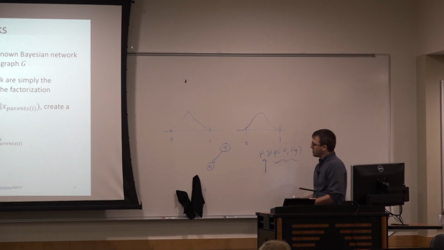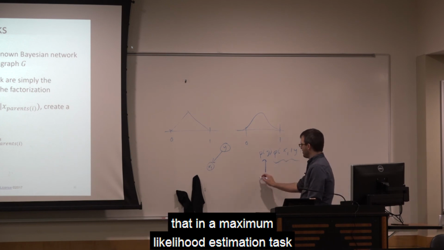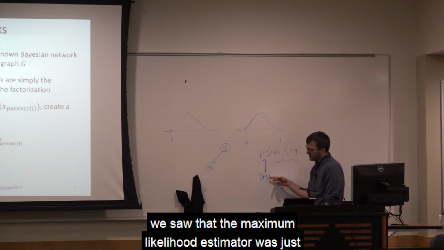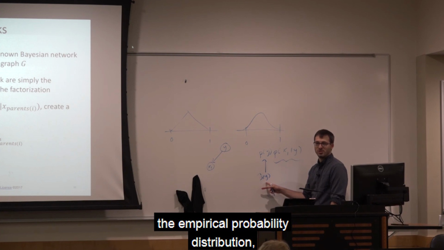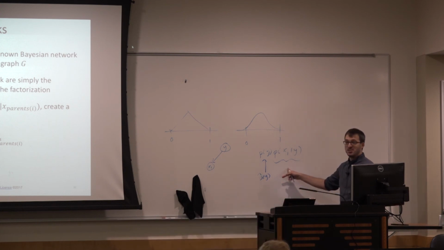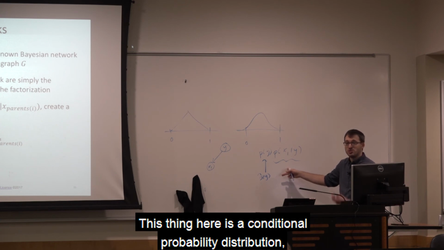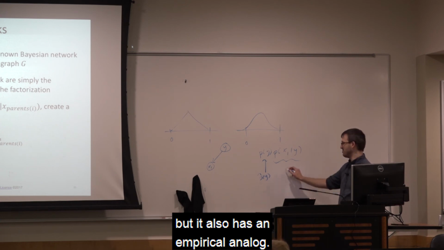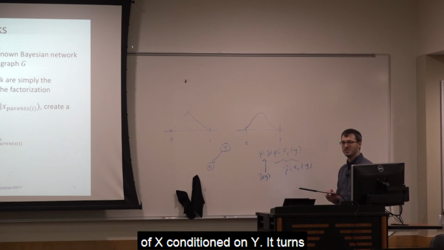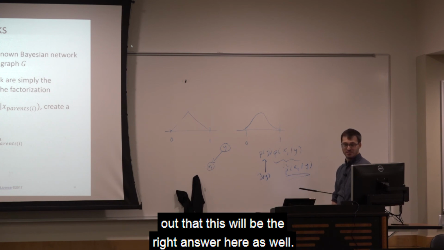So maybe a better way to say this is that in the maximum likelihood estimation task for the single coin flipping problem, we saw that the maximum likelihood estimator was just the empirical probability distribution of the outcomes. This thing here is a conditional probability distribution, but it also has an empirical analog. There's an empirical probability distribution of x conditioned on y. It turns out this will be the right answer here as well.